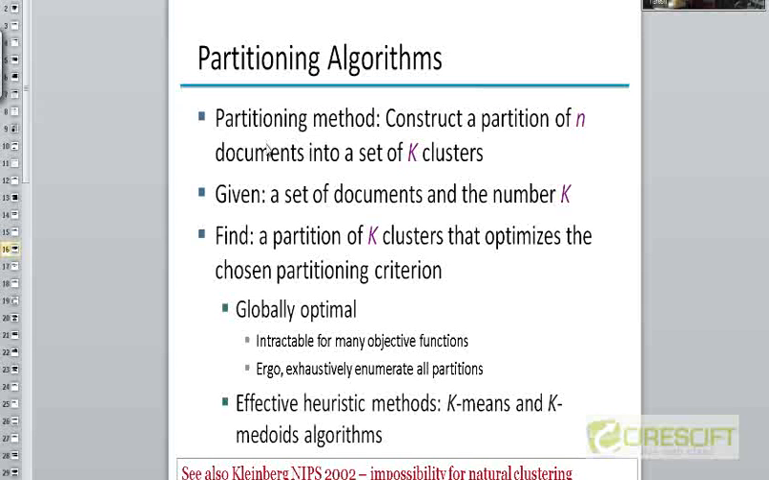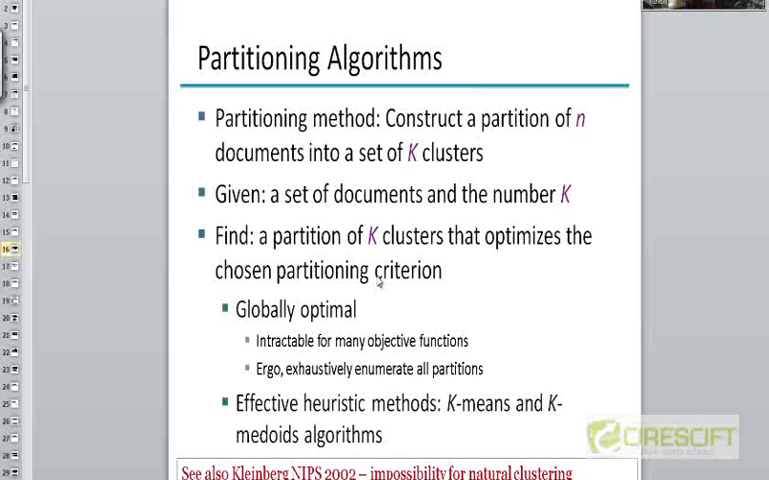A partition of a set is, you can say, a dividing up of the set into k clusters such that each member of the set belongs to exactly one cluster and every member is classified into some cluster. There's no member that's left out. Now, what would be a good way to partition the documents into these k clusters?